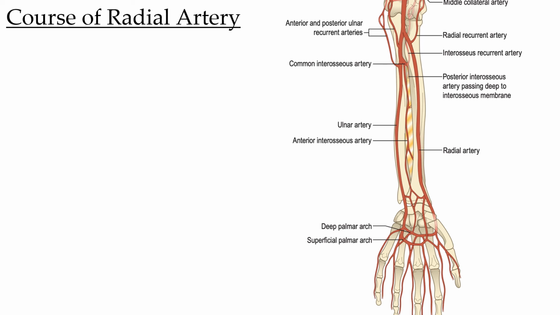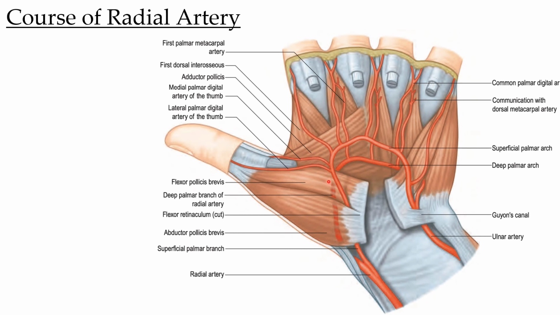The superficial palmar branch, as you can see in the illustration here, this is radial artery and this is superficial palmar branch of radial artery. It enters into the palm by passing in between the abductor pollicis brevis and flexor pollicis longus in order to contribute in the formation of superficial palmar arch.